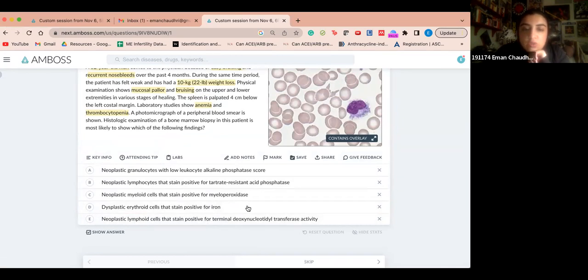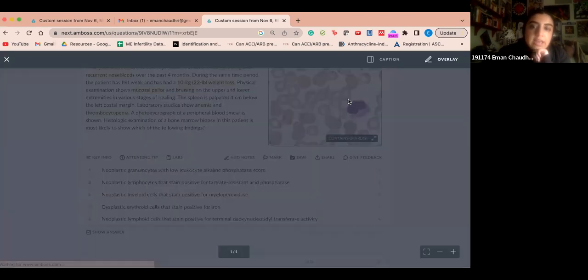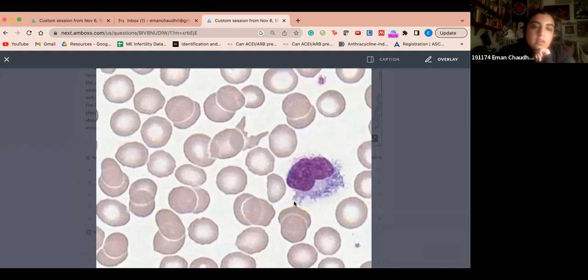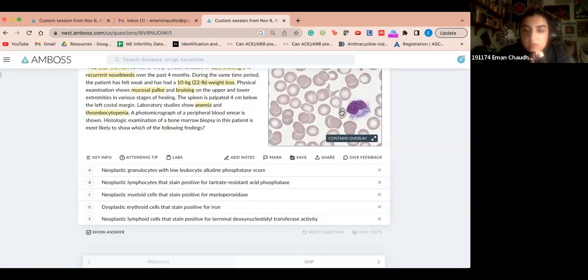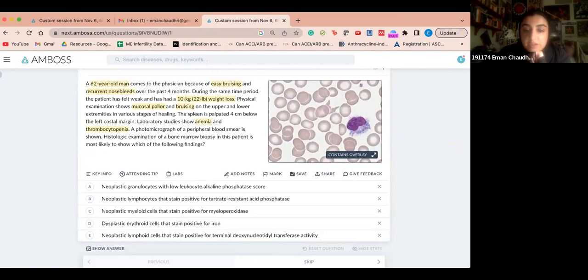Huda, Walid, what do you guys think TDT stains positive in? ALL. Good. Yes, it stains positive in ALL. That's very important. Now, in this picture, is this like a picture of acute lymphoblastic leukemia? No. Okay. We need more than 20% blasts, sure. That's actually a very important point. You do need more than 20% for an acute picture.